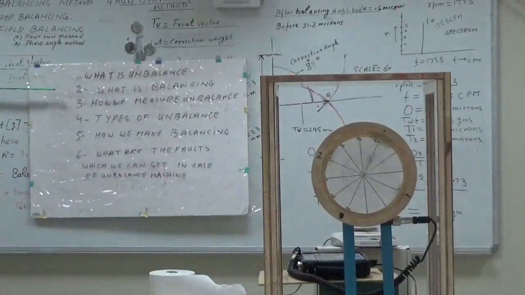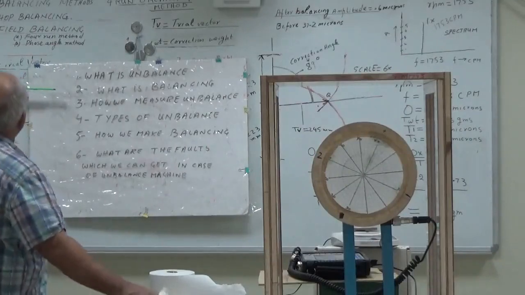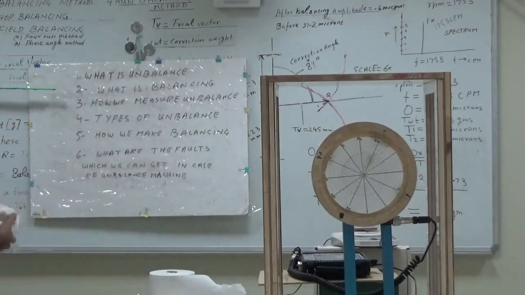Number 2 method is called phase angle method. In the phase angle method, again we take the original reading and we also take the phase angle reading. When we fix the trial weight, the phase is changed. So we take the new phase angle and the new amplitude readings, and again we can make balancing by making a vector diagram. The 4-run method we will discuss in detail.